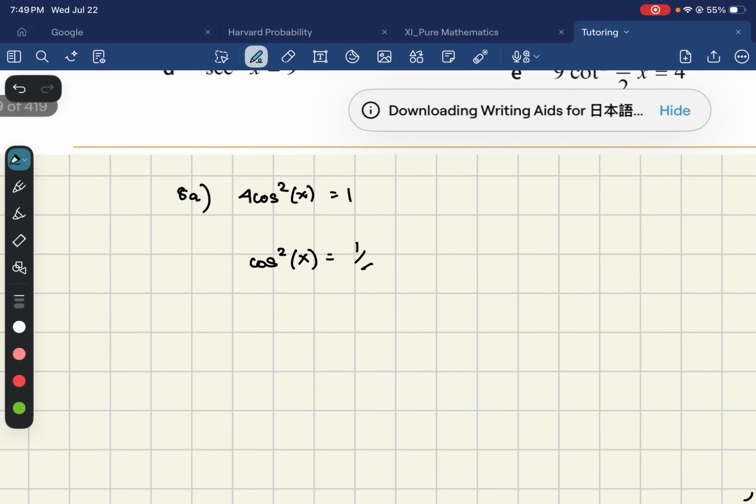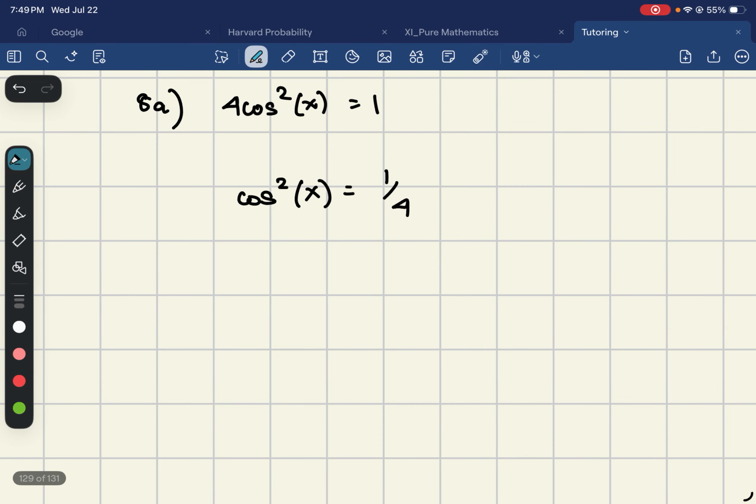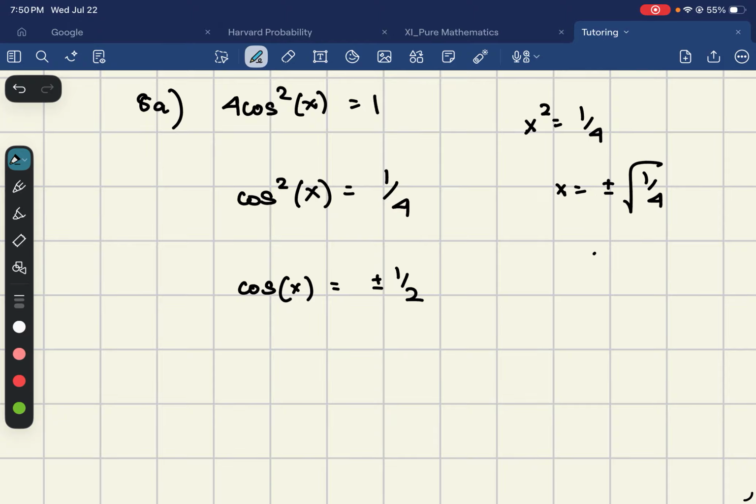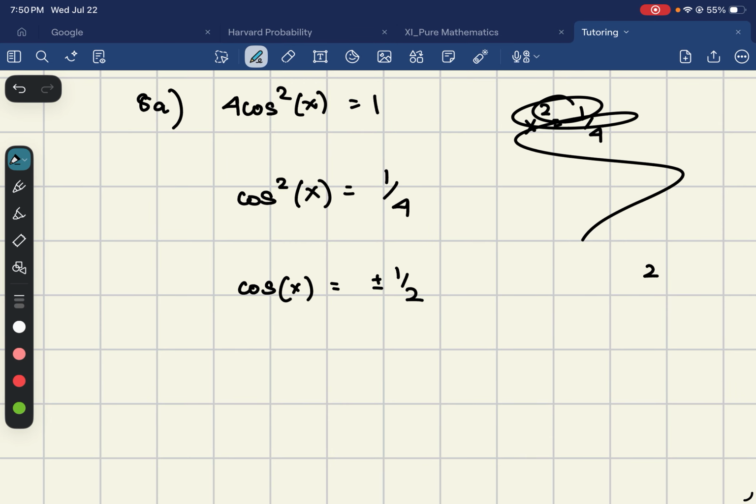Cos squared x is 1 over 4, right? Now, cosine of x can be plus or minus 1 over 2, right? If cosine of x is positive 1/2 and you square it, you still get 1 over 4. And if it's negative 1/2 and you square it, you still get 1 over 4. So this is something that we already have discussed. If I say x squared is 1 over 4, then x is equal to plus or minus the square root of 1 over 4, right? So it's plus or minus 1/2. So we're going to use the same logic here.